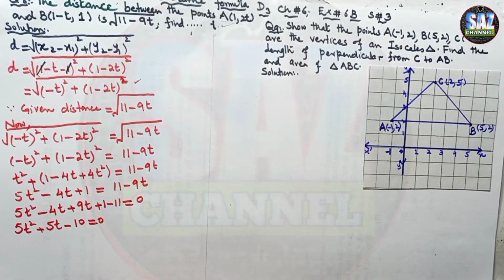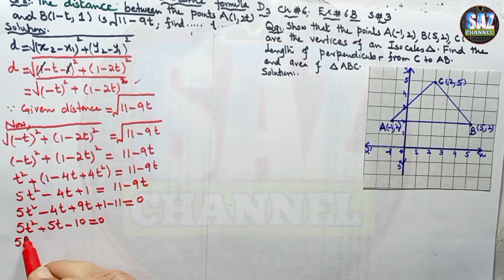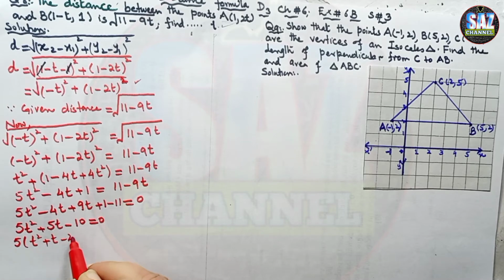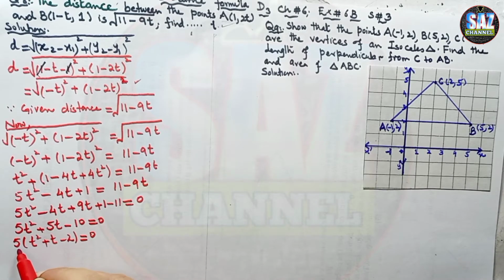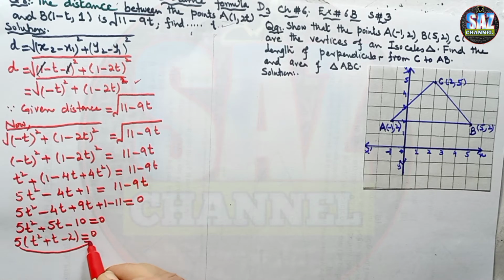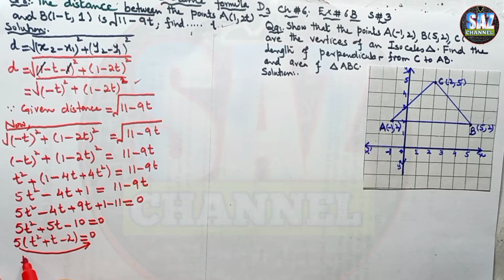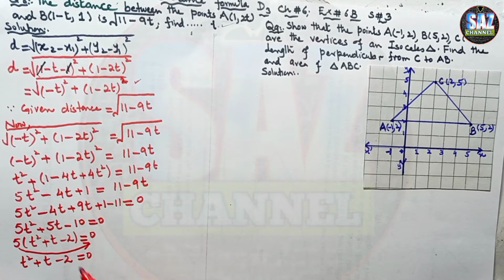At this stage, we are getting the standard quadratic equation. Now we can see that in 5t square plus 5t minus 10, we can extract 5 as a common factor. So the equation will take the form 5 into (t square plus t minus 2) equals 0. Shift 5 to the other side, and now the equation will take the form t square plus t minus 2 equals 0. This is the standard quadratic equation.